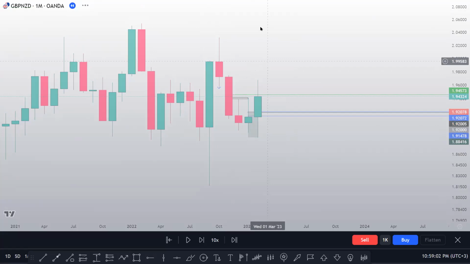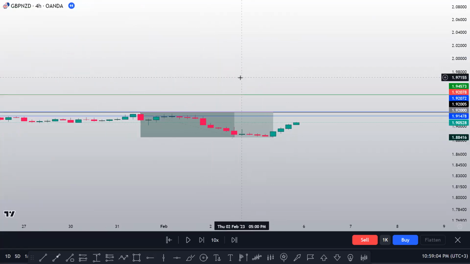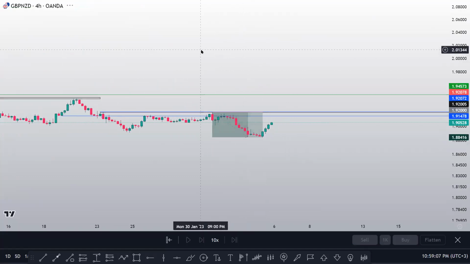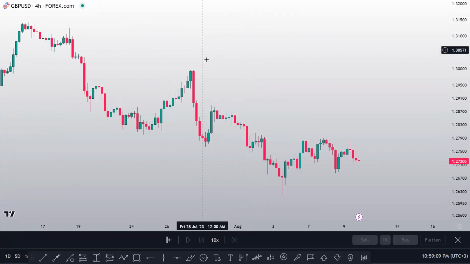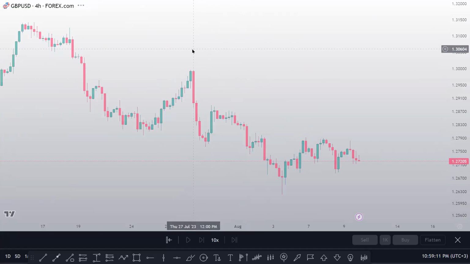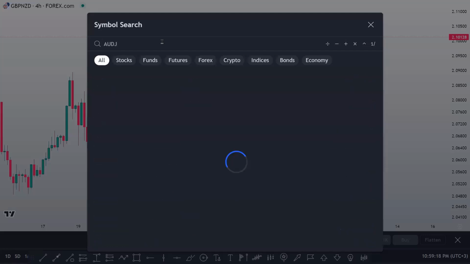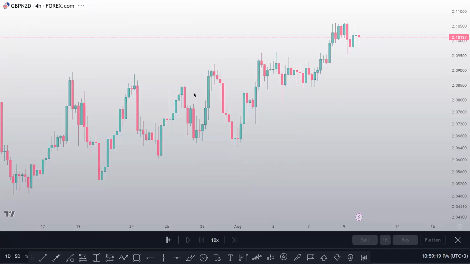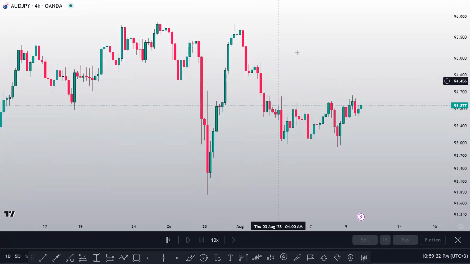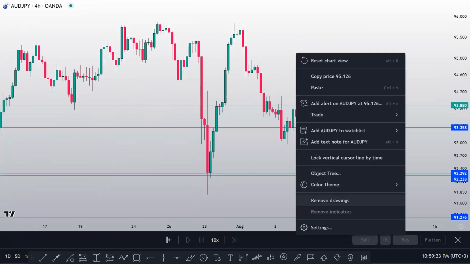Let us look at another example. Let's look at AUD/JPY, on the weekly cycle. Okay, get the strength first.